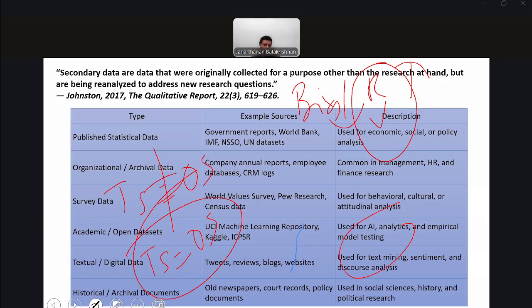The lesser the bias, the better the reliability and validity. Reliability is about consistency, validity is about accuracy. Both are highly present in secondary data, because no one is going to report badly about a company annual report. It's going to be the true score.